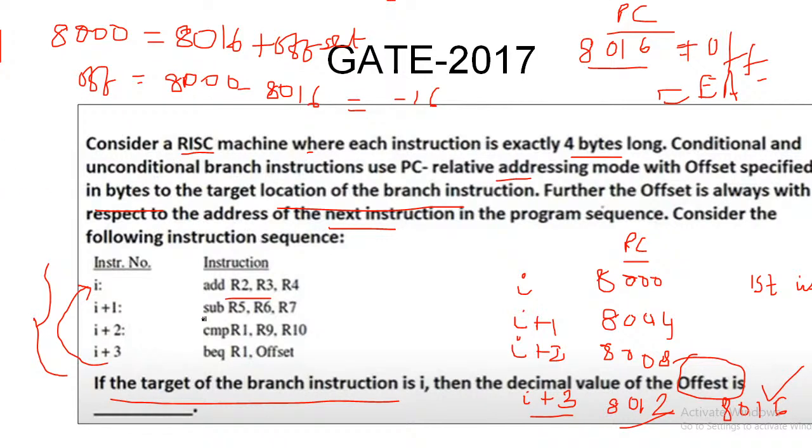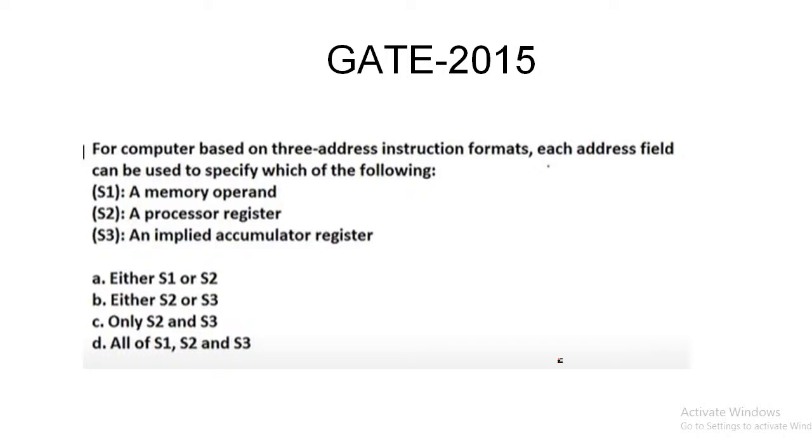So I will end the session today. Next week we will be starting with another question you can solve. A 3 address instruction format is given. Each address field can be used to specify which of the following? S3 is not the feasible answer. The answer is whether it can be a memory or a processor register.